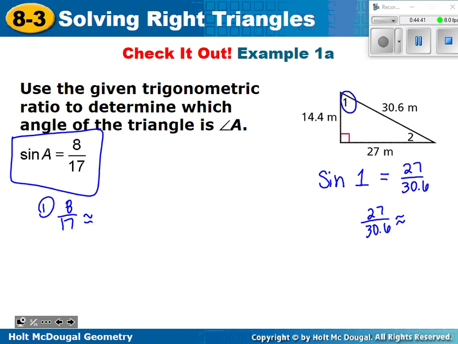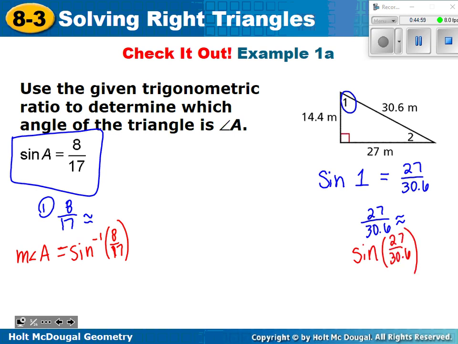Or the other way you could do it is to actually find the measure of angle A by doing the inverse. So you could do the inverse of 8 over 17, and then you could do the inverse of 27 over 30.6. Whichever way you want to think about it, are the angles the same? And you're telling me it's not, right? Okay, so that means it's not angle 1, so it has to be angle 2.